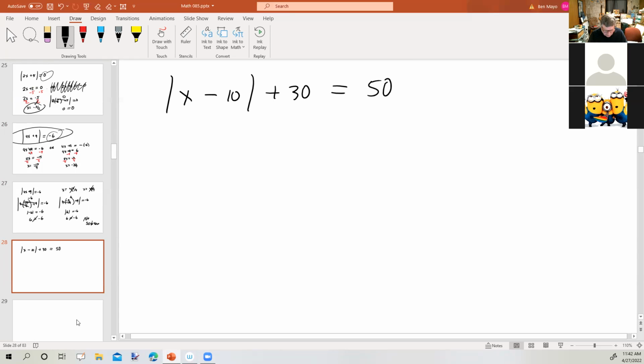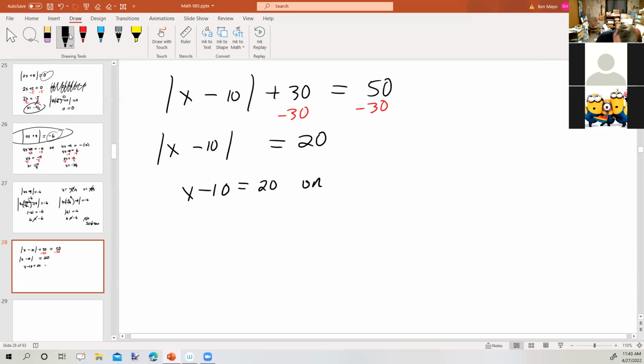Now, up until now, in all the examples that I did, there was an absolute value term equals a number. Now I've got more than just the absolute value term on the left side of the equation. The first thing I want to do before I do anything else is isolate that absolute value term. So my first move here is going to be to subtract 30 from both sides of the equation. Now I've got an absolute value equals a positive number. So I either have it's equal to what's outside or it's equal to the opposite of what's outside.